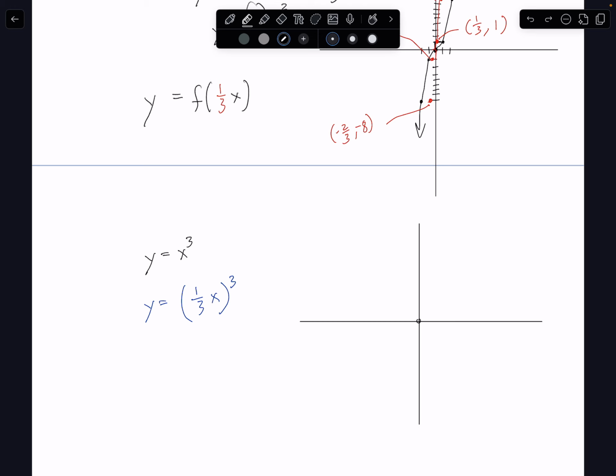So, original graph first. Center, you get the center, right? Out 1, up 1. And out left, down 1. And then out 2, up 8. 1, 2, 3, 4, 5, 6, 7, 8. And down 8. 1, 2, 3, 4, 5, 6, 7, 8. So you have these points here, right? This is the original.